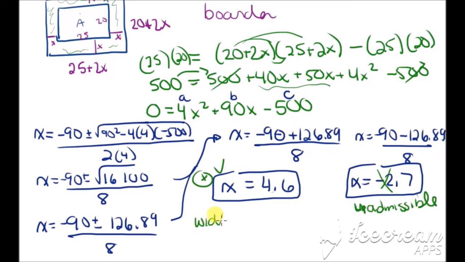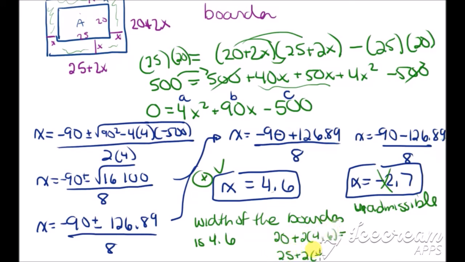So the width of the border is 4.6. And if you wanted the actual dimensions, we'd go 20 plus 2x, and then 25 plus 2x. So the dimensions of like the whole photograph plus the border altogether. So 29.2 and 34.2. 29.2 centimeters, 34.2 centimeters. And that's going to be the length and the width.